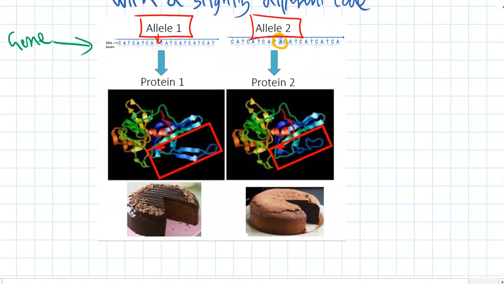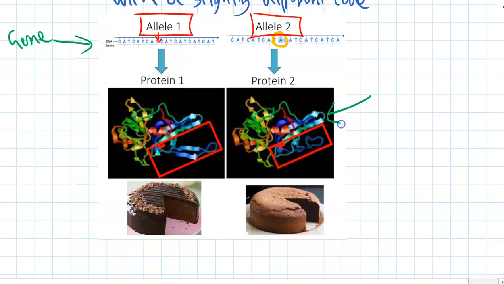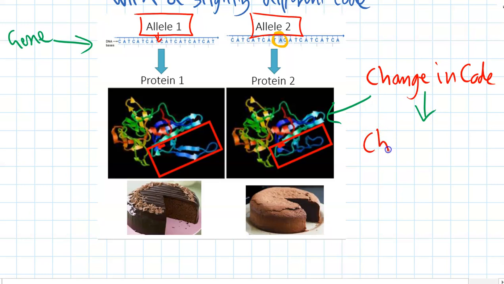So here's a picture of the two proteins, and you can see in this red area here, there's a slightly different structure that the protein has. Remember, proteins are the large molecules that do all the jobs in cells. And that change in structure will have a slight effect on the protein's function. So the change in the code leads to a change in the protein structure.